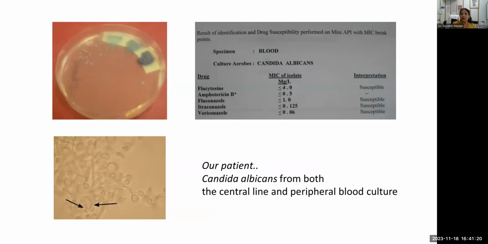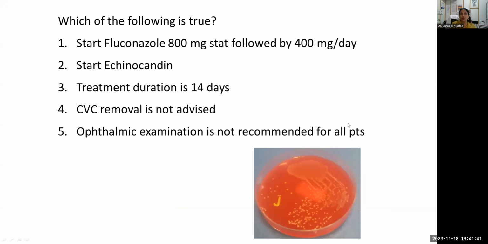So coming back to our patient, his blood cultures grew Candida albicans, both from the central line as well as the peripheral line. And there was a gap of around 1.5 hours between the two cultures' positivity. And as you can see here, it is sensitive to fluconazole. So which of the following is true?